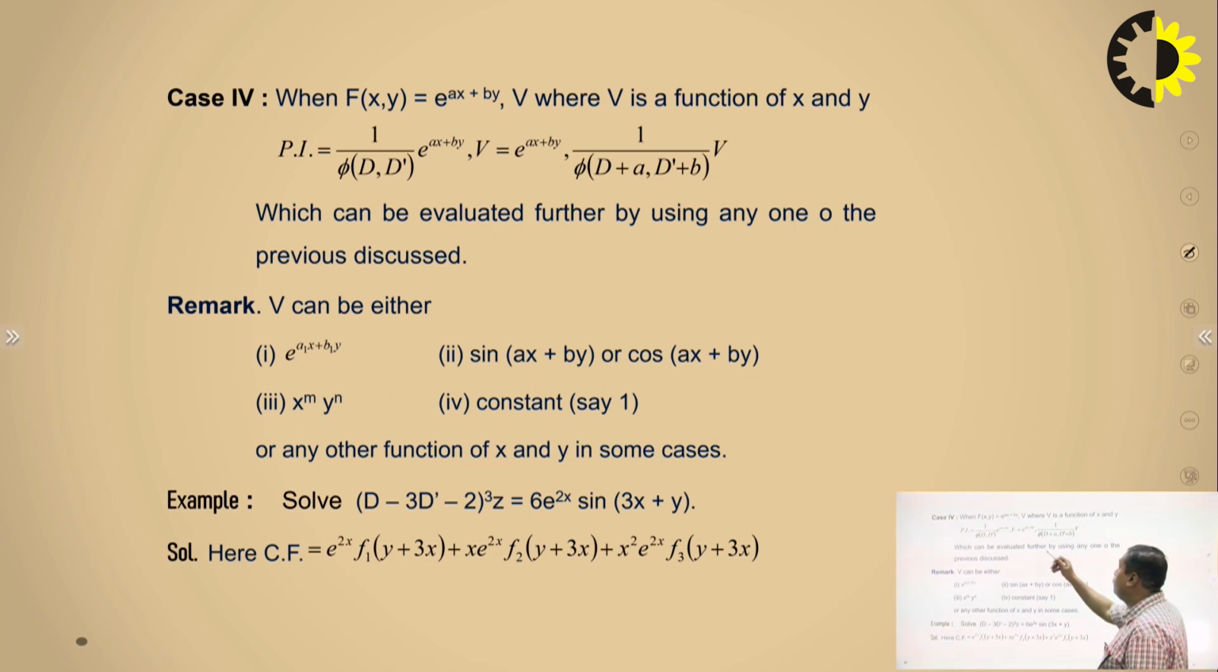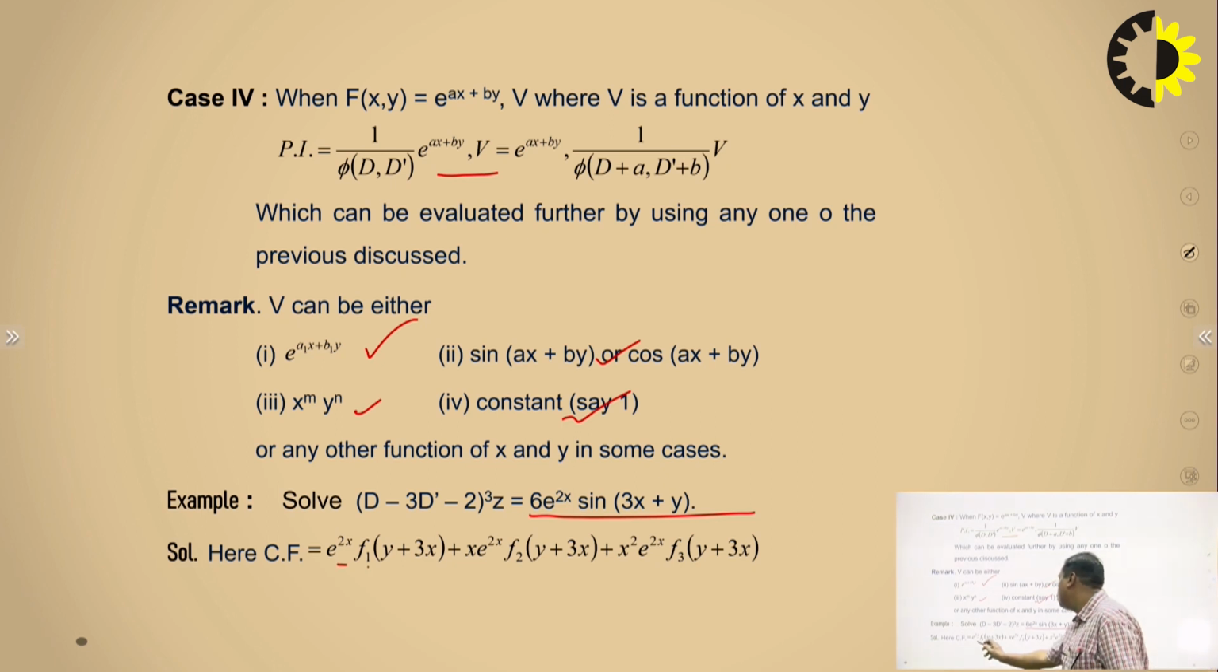Then next is the fourth case, where we have e to the power ax plus by into V. V means another function, it may be of this form, or x to the power n and constant form. So we can write (D minus 2D' minus 3) cube into z is equal to 6 e to the power 2x sin(3x plus y).